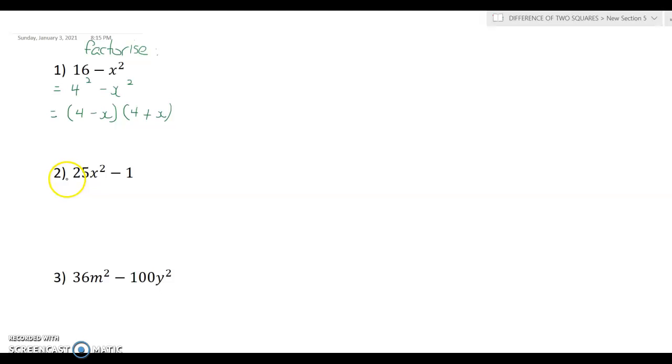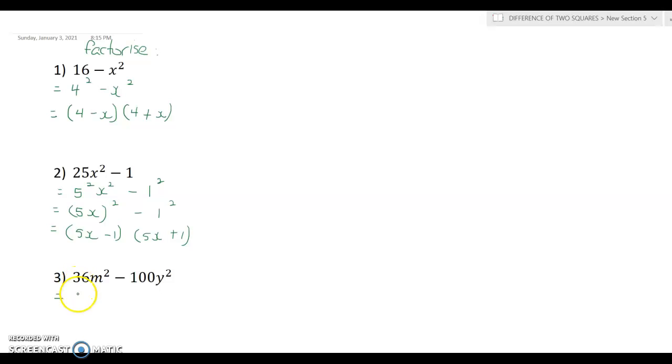Let's look at number 2. 25x squared minus 1. Now you need to recognize again, as we saw before, 25 is same as 5 squared. So this is same as 5 squared x squared minus. Now 1 is the same as what? 1 squared. 1 by 1 is 1, right? So this is really 5x all squared minus 1 squared. So my final answer will be 5x minus 1, 5x plus 1. Going good so far.